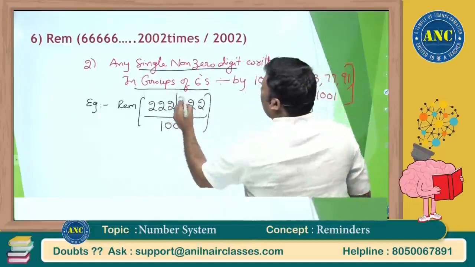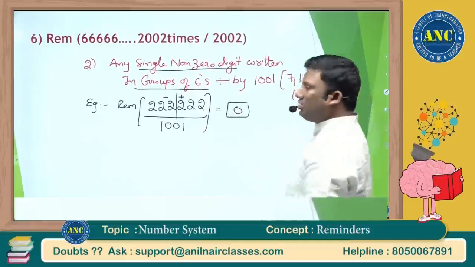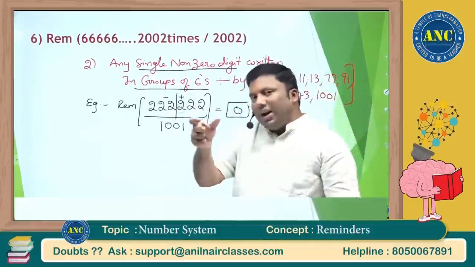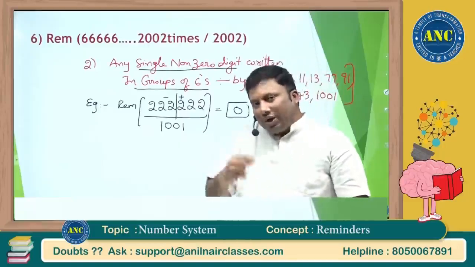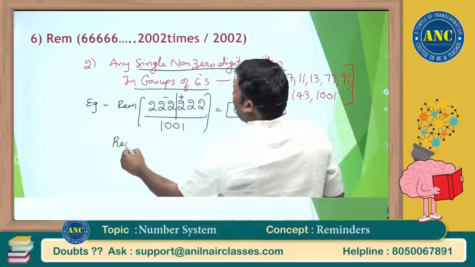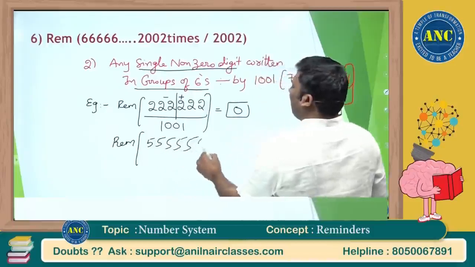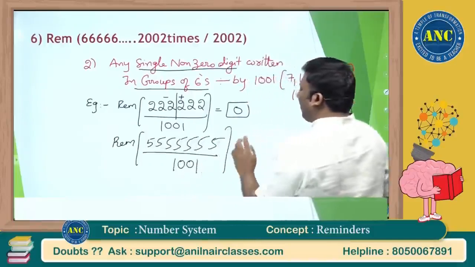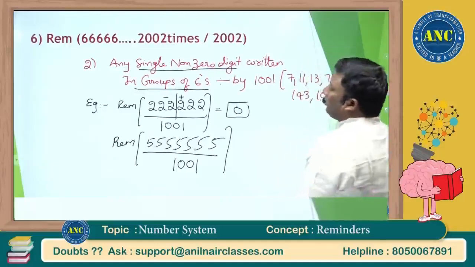Take a group of 3, plus minus. 222 minus 222 is 0. Groups of 6 is nothing but a triplet taken twice, which is nothing but a 3-digit number written 2 times. Suppose the question is 5, 5, 5, 5, 5, 5 divided by 1001.